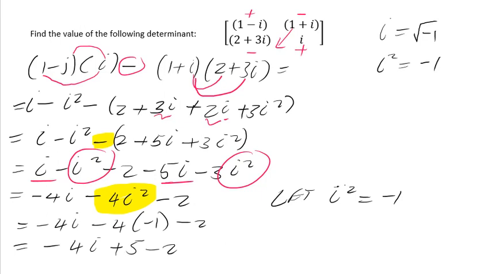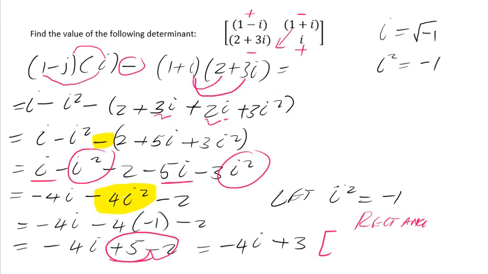So you see, these are the like terms. You add them, so this will be equal to minus 4i. Then 4 minus 2 gives a plus 2. You can write it in rectangular form. This is rectangular form, so your final answer will be in rectangular form, and you can write it as 3 minus 4i.